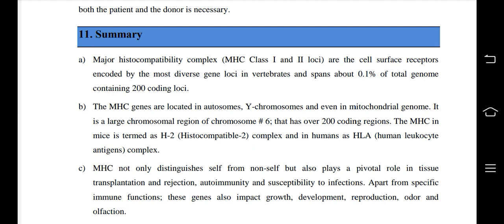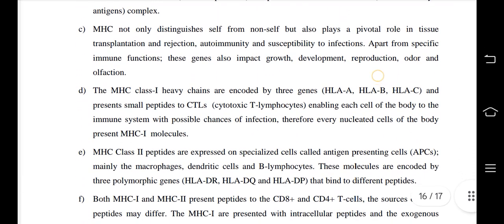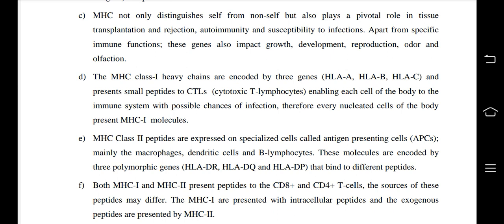The MHC in mice is termed the H-2 histocompatibility complex, and in humans HLA, the human leukocyte antigen complex. MHC not only distinguishes self from non-self but also plays a pivotal role in tissue transplantation and rejection, autoimmunity, and susceptibility to infections. Apart from specific immune functions, these genes also impact growth, development, reproduction, odor, and olfaction.